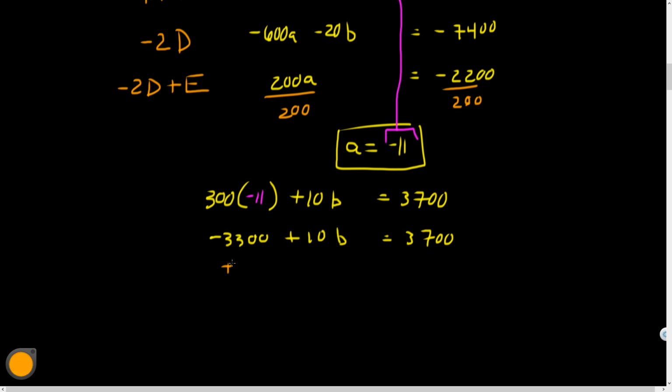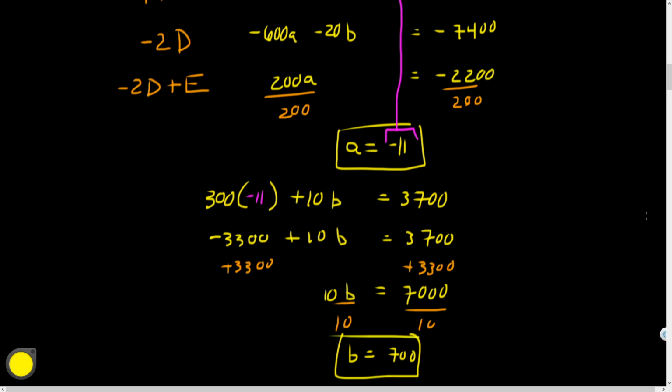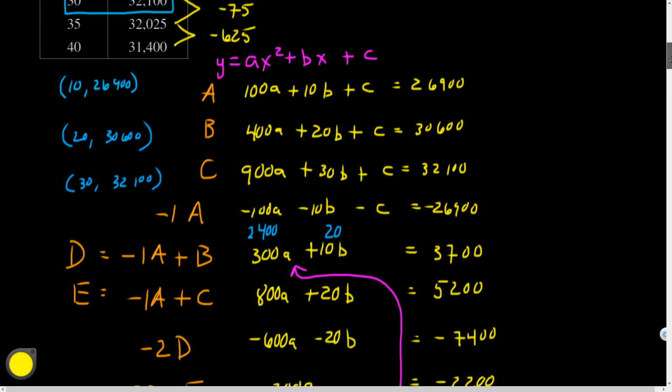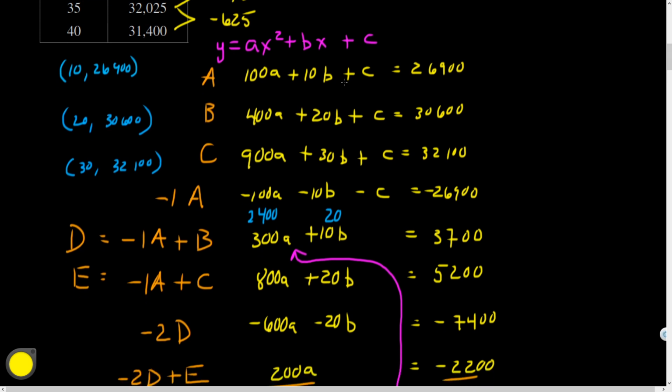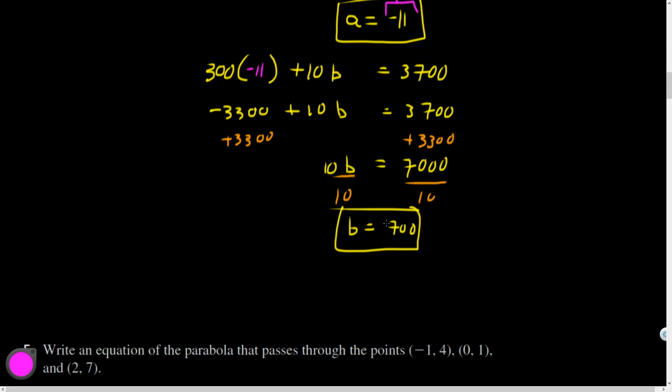So let's see. We'll add this to both sides. 10b equals 7,000, and then divide by 10, divide by 10. And I get b equals 700. All right, and so there's a, there's b, and now to find an equation that's going to help me solve for c, I'll plug them both in for this one. So 100a plus 10b, and so what I just got here for b, I'm going to plug in for that.